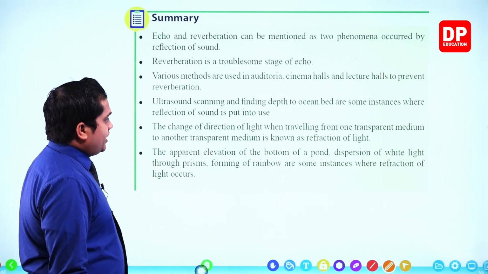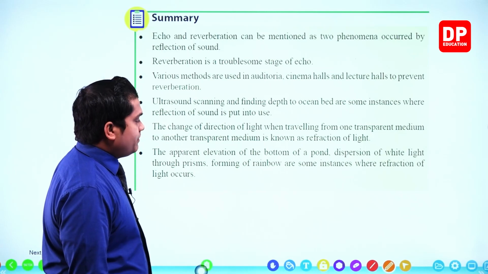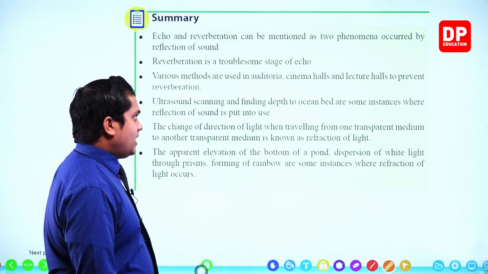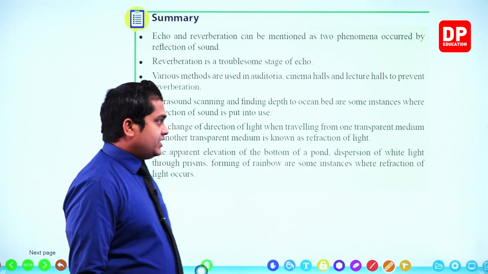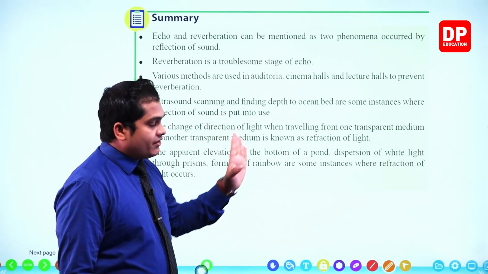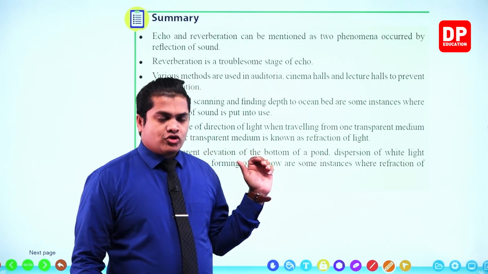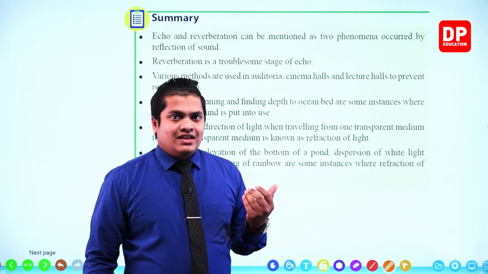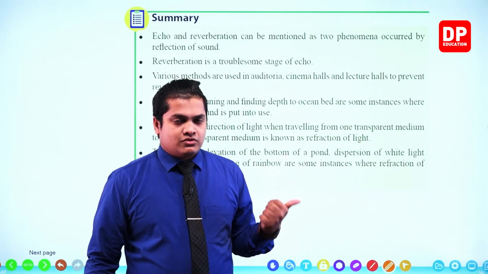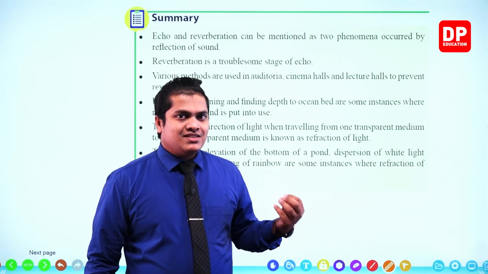Then, my dear children, the change of direction of light when traveling from one transparent medium to another transparent medium is known as the refraction of light. So, the bending of light rays, or the change of direction of light rays when passing from one transparent medium to another, is known as the refraction of light. Actually, we discussed that refraction is like a hallucination. This change of direction is like a hallucination. That's how we observe these things. That's how we capture the sense.